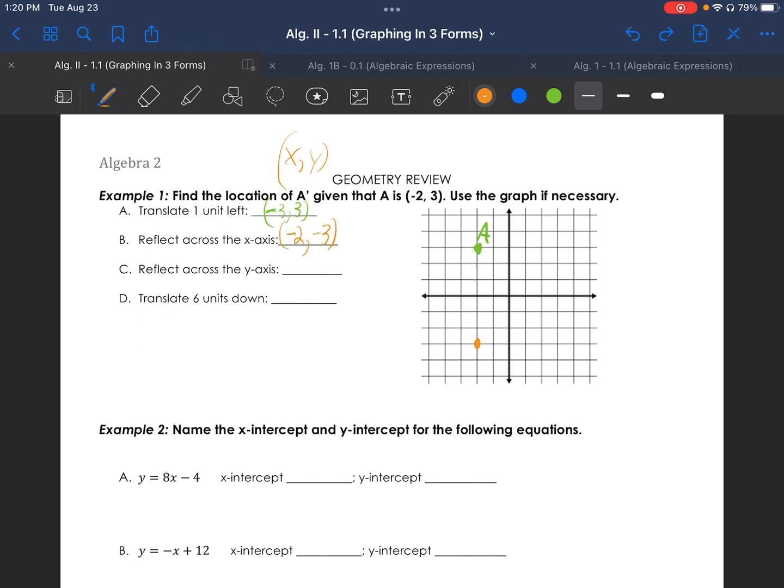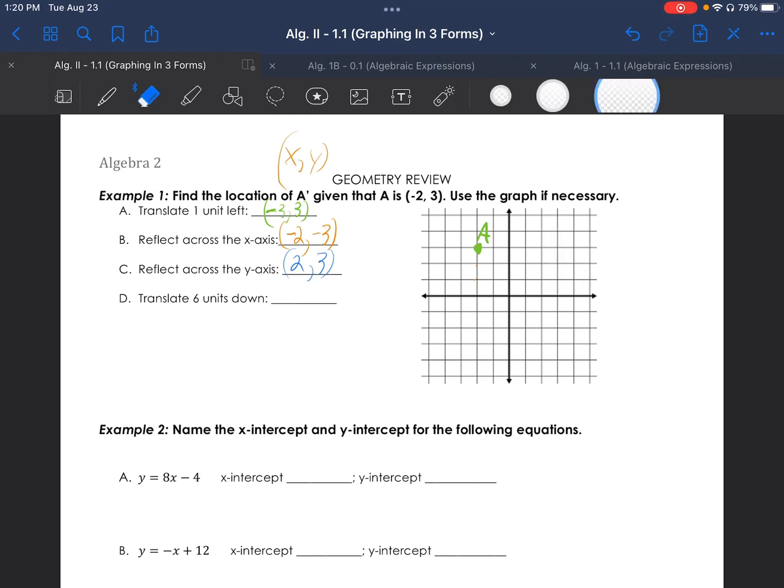So similarly, when we reflect over the y-axis for letter C, from their original point, we're going to say, hey, we are 2 away. We're going to be 2 away over here. And it's going to change the x value to positive 2, and we're going to have the positive 3 we originally did.